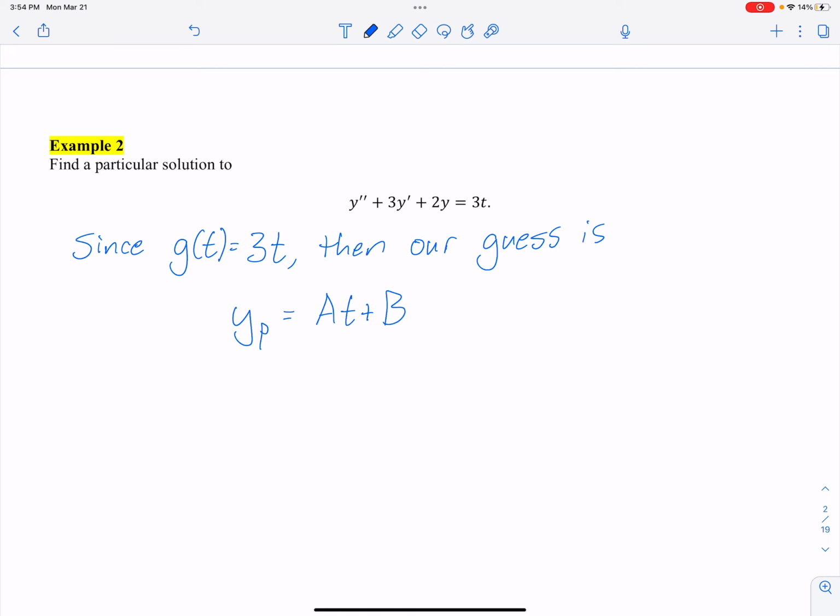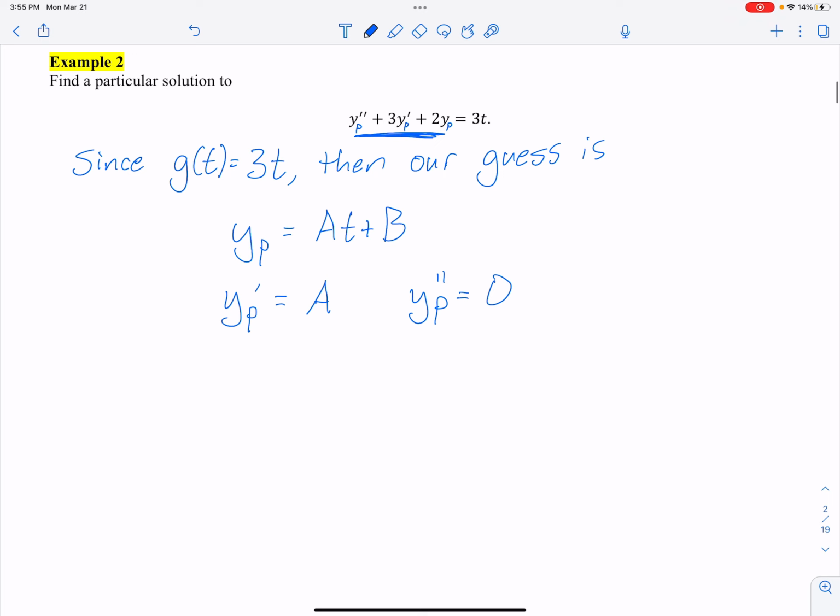Once I get my guess, when we're doing guessing in this section, it feels weird because we're going to say, oh, that's our solution, and then we're going to use that guess to find an actual solution. So if I'm going to plug into here, I need the function itself, y_p, y_p prime, y_p double prime. I need each one of those. So y prime is just going to be a. And y double prime, a is just a constant, so it's 0.